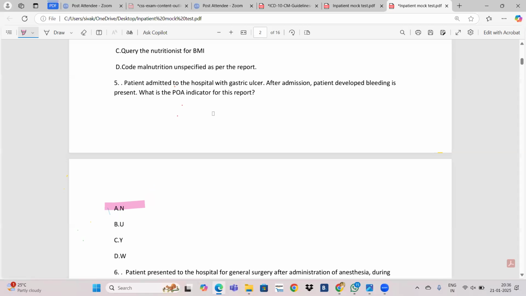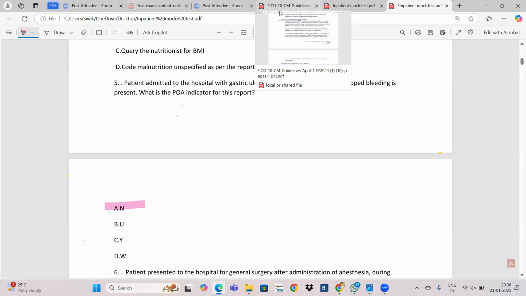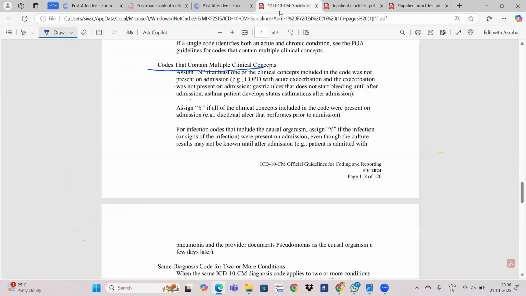Clear? So now I will explain again. You need to read these three examples. Patient comes with COPD, after admitting it was exacerbated, assign N. Patient comes with gastric ulcer, after admitting it was bleeding, N indicator. Patient comes with asthma, after admitting it went to status asthmaticus, N indicator.